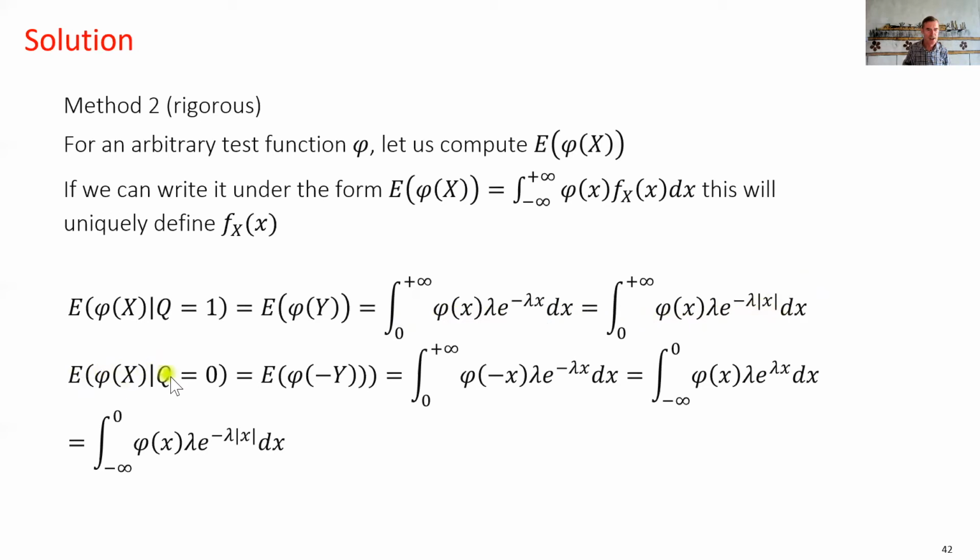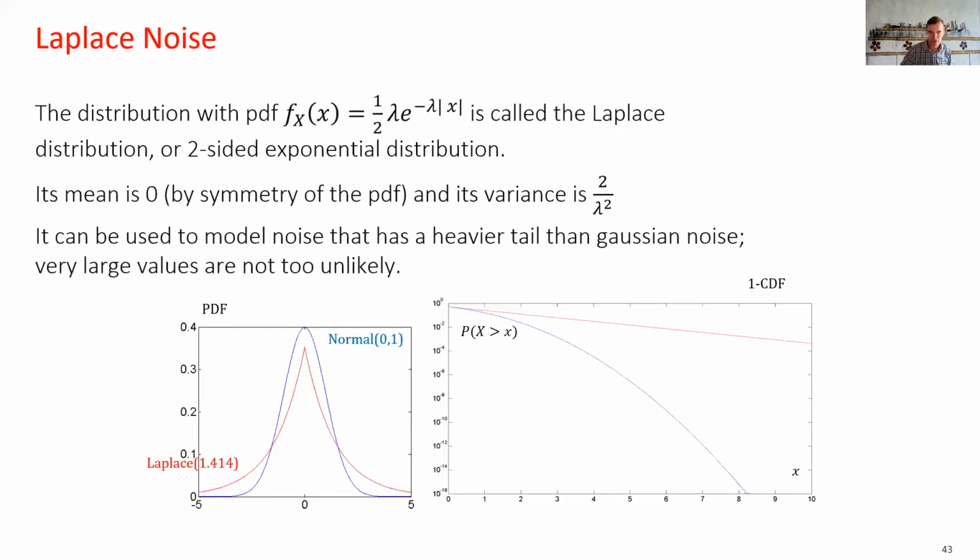Now, given that q is 0, so I've made the decision to go negative, x is equal to minus y. So I apply the same formula here. What is the expectation of phi of minus y? Well, this is a function of y, phi of minus y. So it's the integral of phi of minus x times the PDF of the exponential variable. I do a change of variable, change x into minus x, and the usual rules of change of variables in the integral will give me this thing here, which is the same as that because x is equal to minus the absolute value of x.